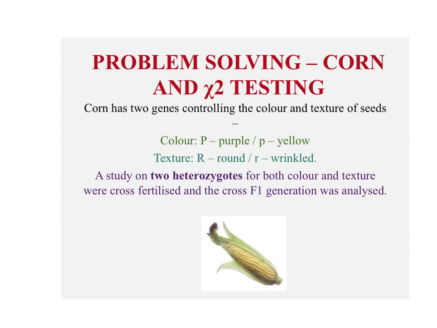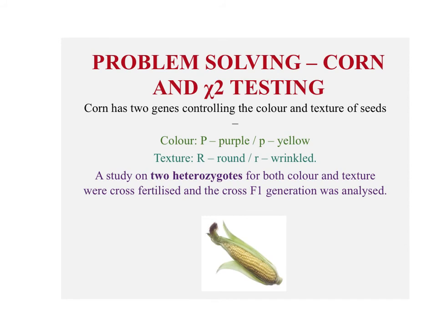So corn has 2 genes controlling the colour and texture of seeds, and we've got big P's and little p's for purple and yellow colour, and then big R for round and little r for wrinkled. A study on 2 heterozygotes for both colour and texture were cross-fertilised, and the cross of the F1 generation was analysed. Now this is important because there's a lot of faff, a lot of information that is important but isn't.